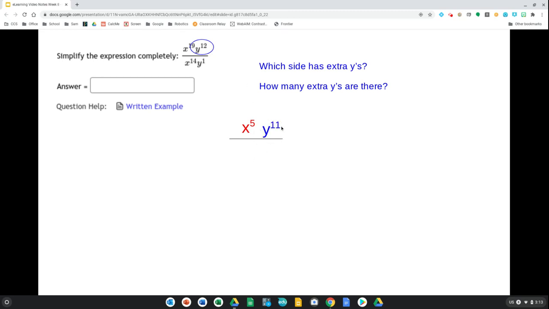Now, it's also going to be at the top because that's where the extras were at. Just like before, if there's nothing on the other side, which there isn't, I've already taken care of all the x's and all the y's, there's nothing left, I would put a 1 down here at the bottom. And you can type that in as your answer, and that's fine.